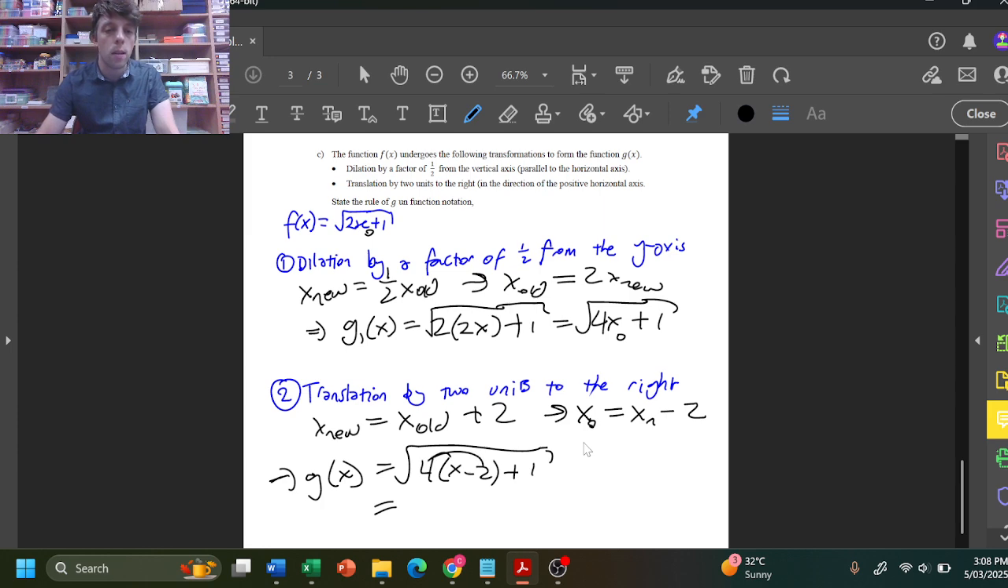We can expand those brackets. That's going to give us 4x minus 8 plus 1. And if we collect together these like terms, that's going to be equal to 4x minus 8 plus 1, which is equal to 4x minus 7. And that there is our final function, g of x.